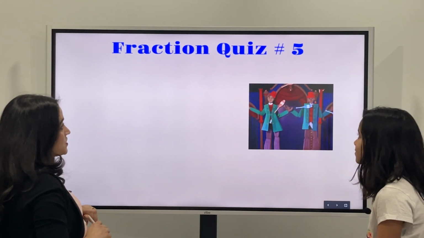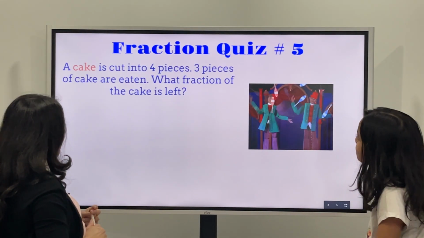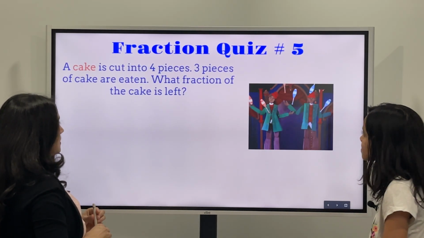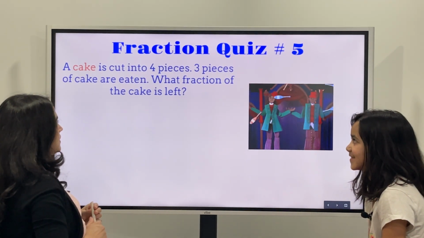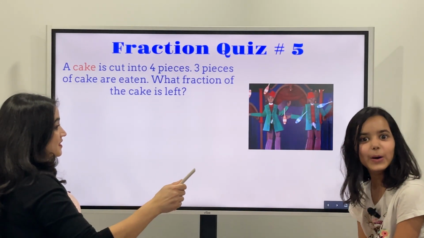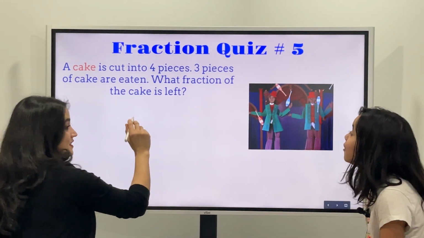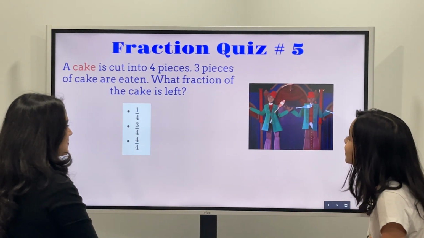So fraction quiz number 5. Let's see the next question. A cake is cut into 4 pieces. 3 pieces of cake are eaten. What fraction of the cake is left? I know. Leena, this is tricky. I know what left means.